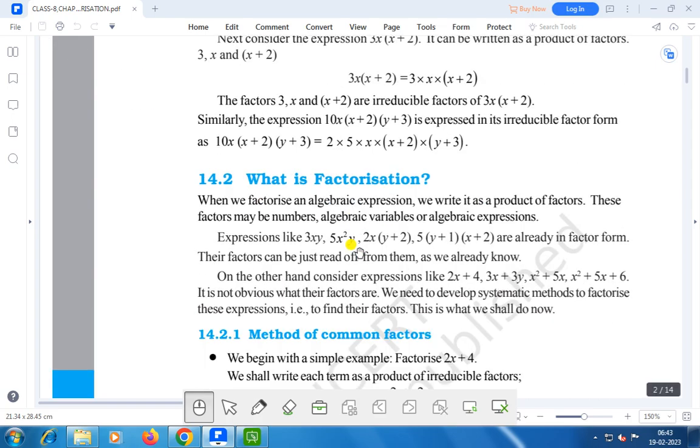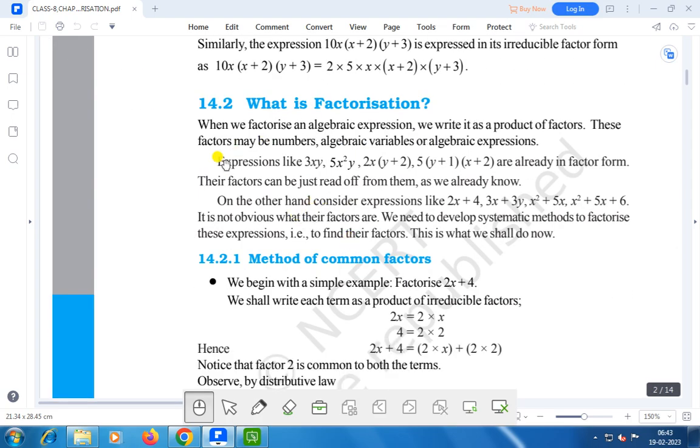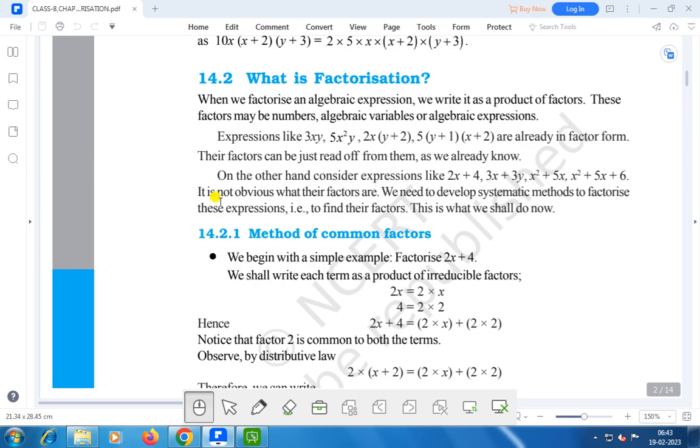And the question is, what is factorization? When we factorize an algebraic expression, we write it as a product of factors. These factors may be numbers, algebraic variables, or algebraic expressions. Expressions like 3xy, 5x squared y, 2x into y plus 2, 5 into y plus 1 into x plus 2 are already in factor form. Their factors can be just read off from them, as you already know.